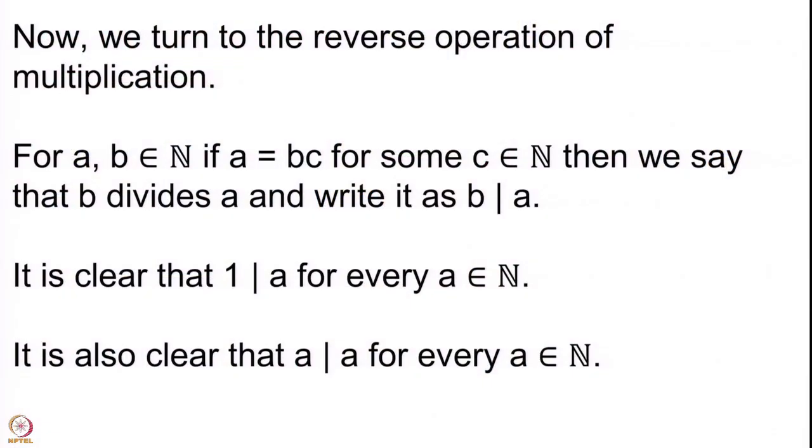And in the last lecture, we actually saw a quick proof that 1 divides A for every natural number as well as A divides A for every natural number. So, every natural number comes equipped with two God given divisors. There is 1 and there is the natural number itself.